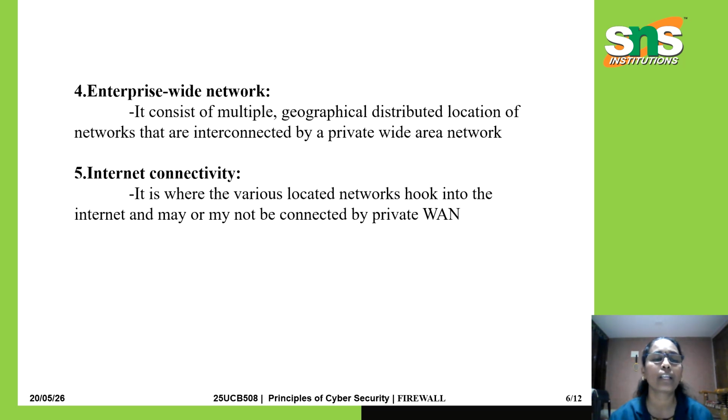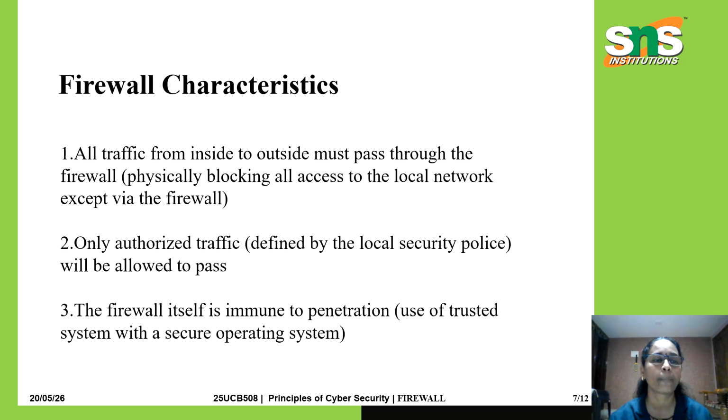Enterprise-wide network consists of multiple geographically distributed locations of networks that are interconnected by a private wide area network. The last one is internet connectivity. It is where the various located networks hook into the internet and may or may not be connected by a private WAN. The firewall characteristics are, first, all traffic from inside to outside must pass through the firewall, that is, physically blocking all access to the local network except via the firewall.